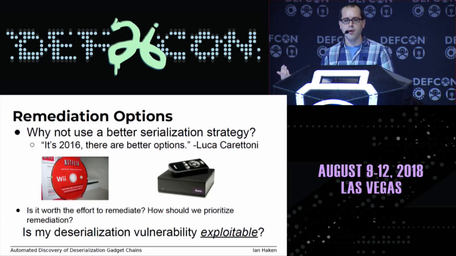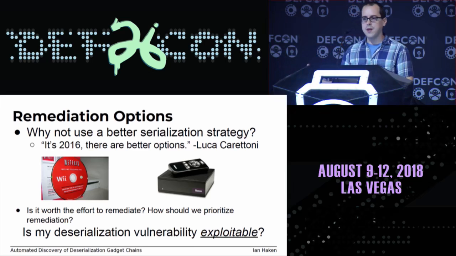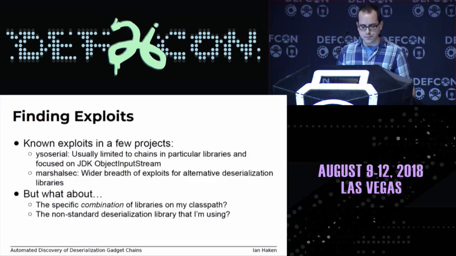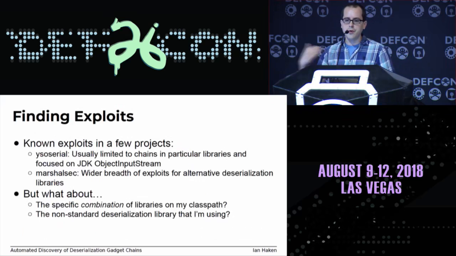Is the deserialization vulnerability that we just found even exploitable? And that's something that's not immediately obvious when all you know is that some kind of untrusted input flows into one of these unsafe libraries. So how do you find exploits for a deserialization vulnerability? How do you find these gadget chains?